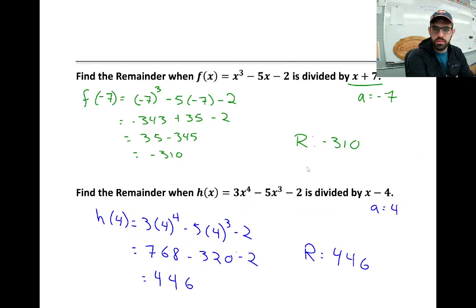So let's take a look at an example of that. If I take this function f of x and I divide it by x plus 7, the a value is negative 7, and I'm going to evaluate f of negative 7. So I'll plug in negative 7 for x, do our calculations. It doesn't equal 0, so I know x plus 7 is not a factor. However, it does equal negative 310. So when I take our polynomial and I divide it by x plus 7, I'm going to get a new polynomial, and I'm going to have a remainder of negative 310.